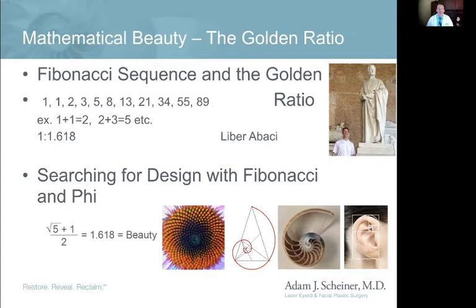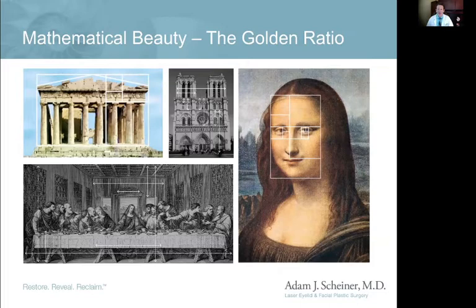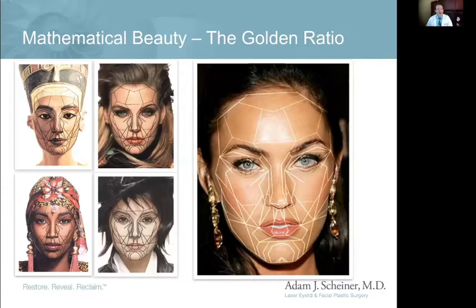This was used in the Renaissance. So here is Mona Lisa's face that you can see now with boxes that actually are 1 to 1.618. And same with the Parthenon, Notre Dame, and actually the Last Supper has a lot of these ratios as well. We can evaluate faces this way. And here you can see, regardless of ethnicity, the more a face is in balance with these ratios, the more attractive we tend to find these faces.